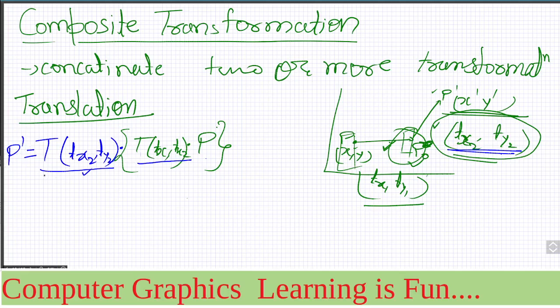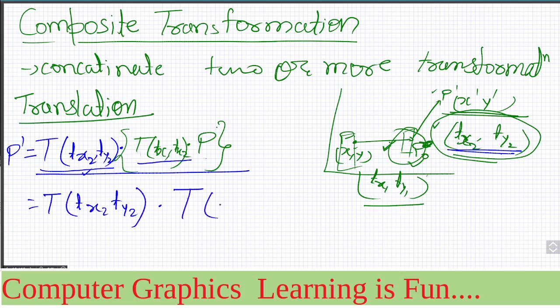Now, can we write this thing like this? Translation matrix of tx2, ty2 dot translation of tx1, ty1, into P. Is there any problem till now? No, sir. So, I believe we are able to understand that this can be written something like this.